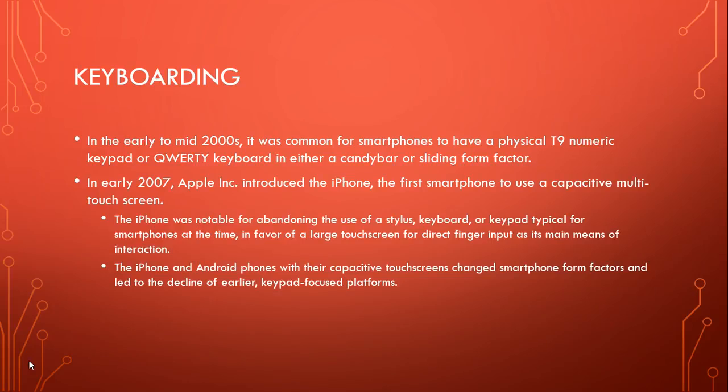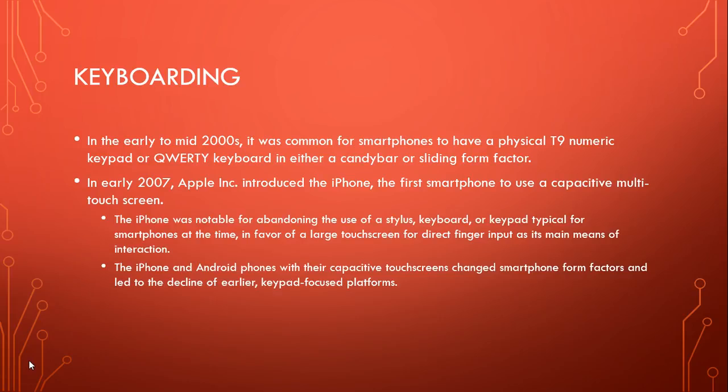One of the most popular smartphones at the time was the BlackBerry, and the BlackBerry had a physical keyboard. The keys were tiny on it, so if you wanted to use it, you had to be very careful because they're very small. And what Apple did is they said, well, instead of that, we're going to give a larger touchscreen for direct finger input as the main means of interaction.